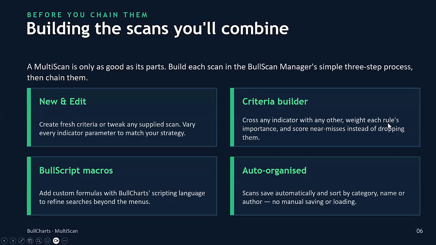You'll use any indicator or any other line that you might need for your criteria. You may need to write some macros for what you want. And then you organize them as you saw me do. And then once you've done that, you can sort them by category, name, or author in your scans.